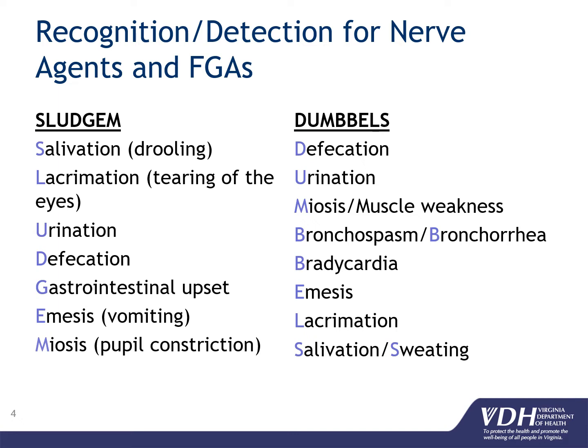DUMBBELS can also be used: defecation, urination, miosis, as well as muscle weakness, bronchospasm or bronchorrhea, bradycardia, emesis, lacrimation, salivation, and sweating.